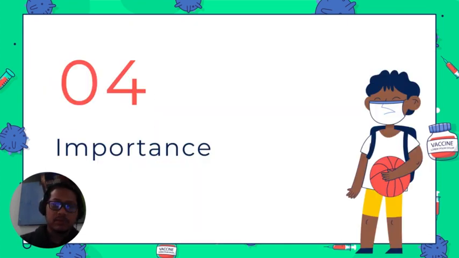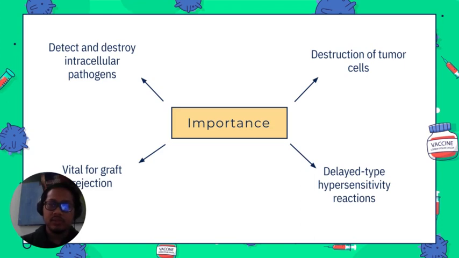So the importance of cell-mediated immunity is, we have four, which is to detect and destroy intracellular pathogens, destruction of tumor cells, delayed type hypersensitivity reaction, and vital for graft rejection.